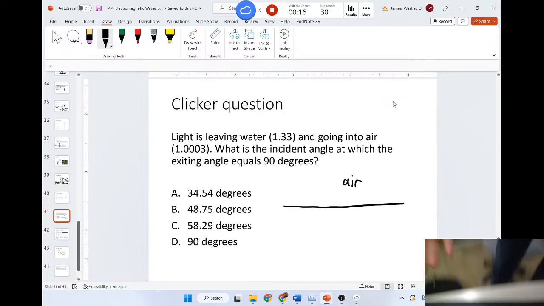If I have light coming in, here's my H2O, with some angle, doesn't say what, it says what is the incident angle? What is the angle it's coming in with? Such that the exit angle is 90 degrees, right along that surface. What is that incident angle?